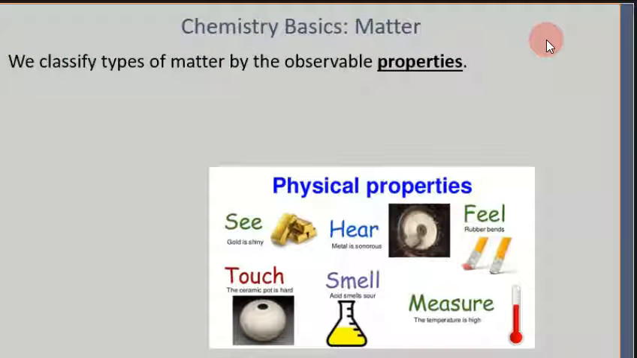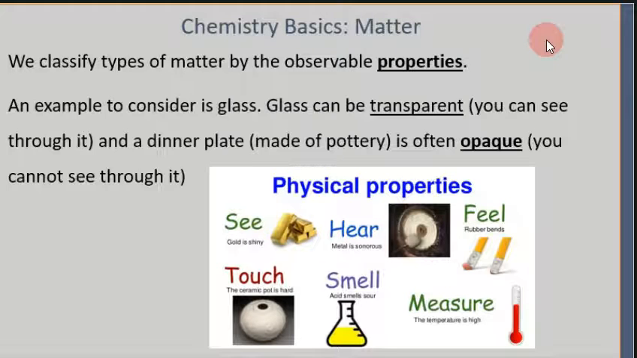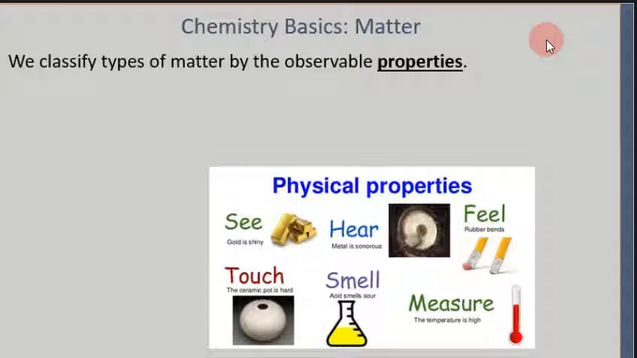All right, so we classify types of matter by their observable properties. So that blank is properties. What are the properties of matter? Let's look at this picture real quick. The properties are the physical things we can see, like for instance, gold is shiny. Sometimes we can hear it. If you hit metal, it clanks. Sometimes we can feel it.